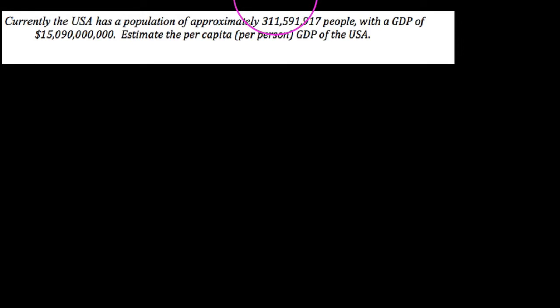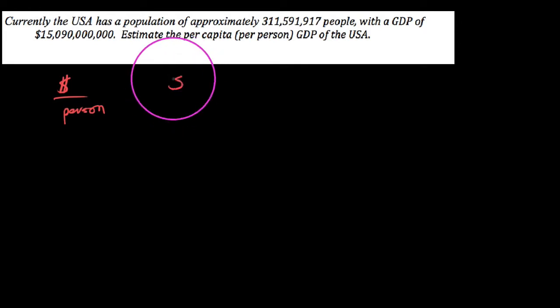We say with a GDP of about 15 trillion dollars. So we say estimate the per capita, per person GDP of the United States. So really what we want to know is this: dollars per person. So here's what we could say.